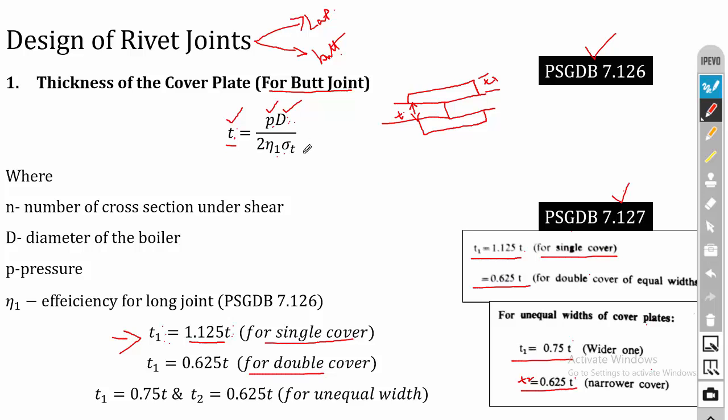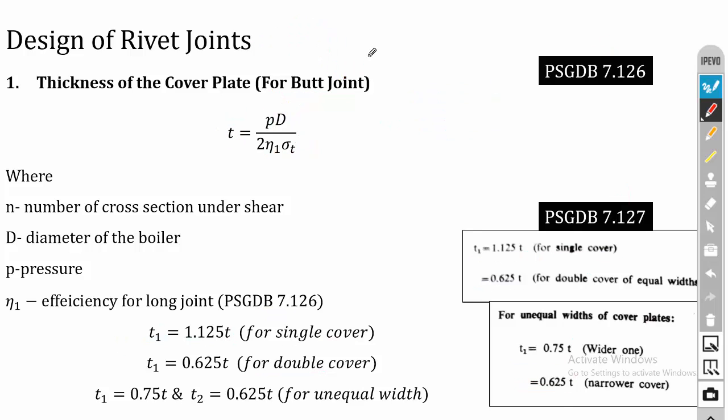The equation is P into D. Here P is pressure, D is the diameter of the pressure vessel, and eta 1 is the efficiency for longitudinal joint. This efficiency you can take from the data book 7.126, and sigma T is the allowable tensile stress of the rivet material. Sigma T will be given in the problem. You can use it and find the value of T. After finding the value of T, you can use these empirical relations to find the value of T1. So this is the first point, and it is applicable only for the butt joint, not for lap joint.